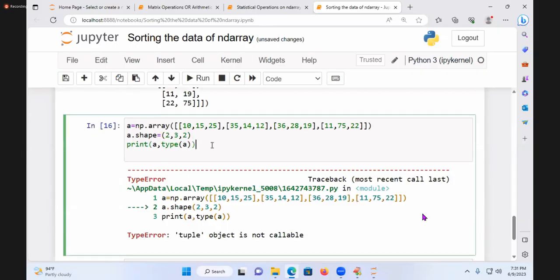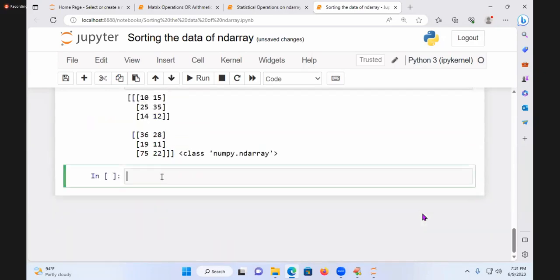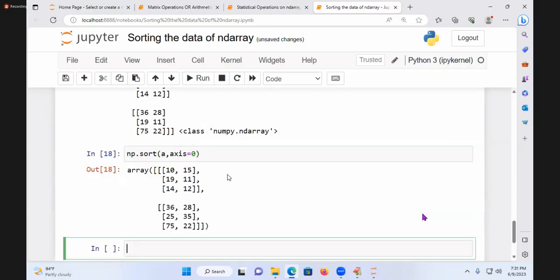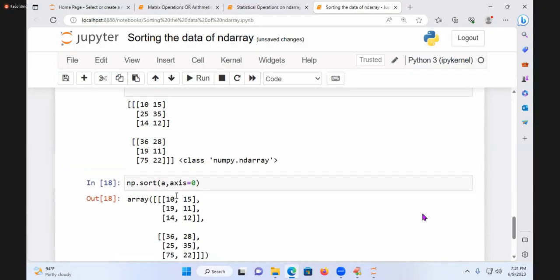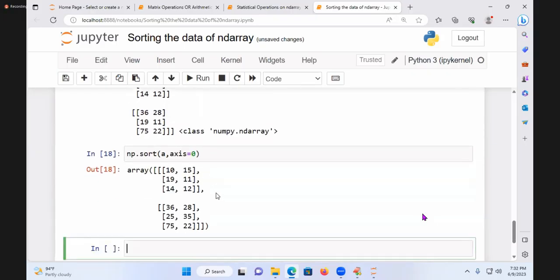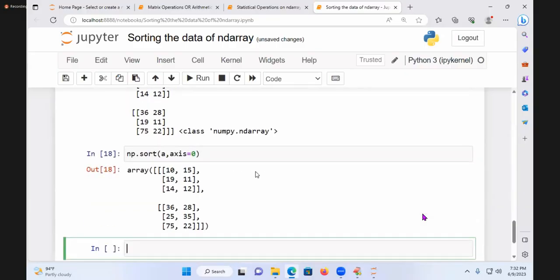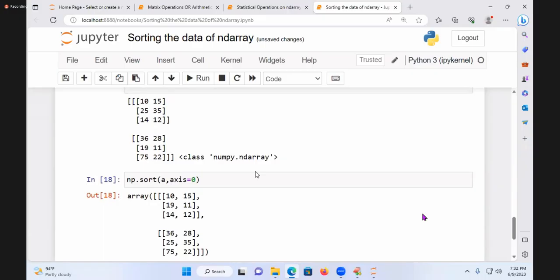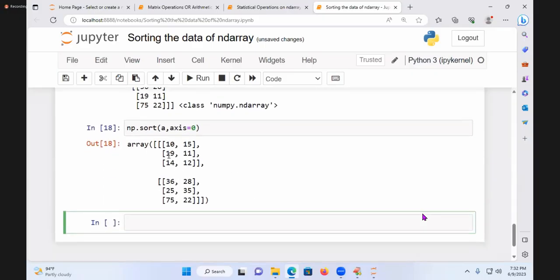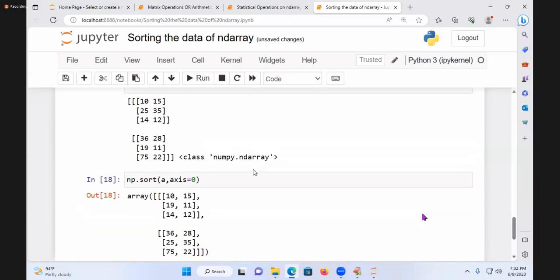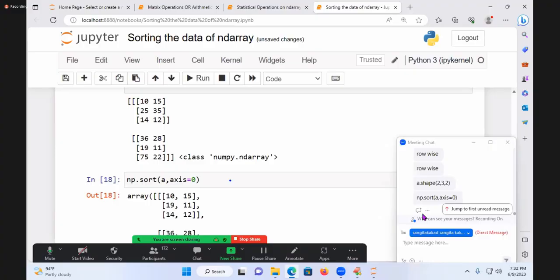See the data, students. NP dot sort of A comma axis is equal to 0. And see that it is 10, 25, 14. Now 10, 10. Axis is equal to 0, what is happening now? 10, 19, 14. Okay. So, one minute.